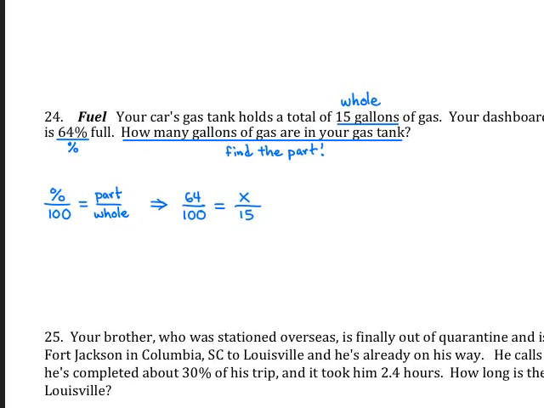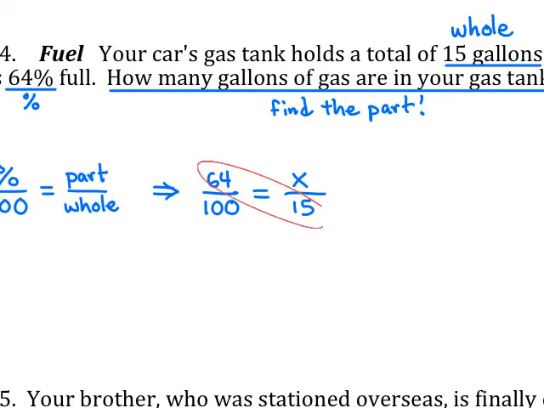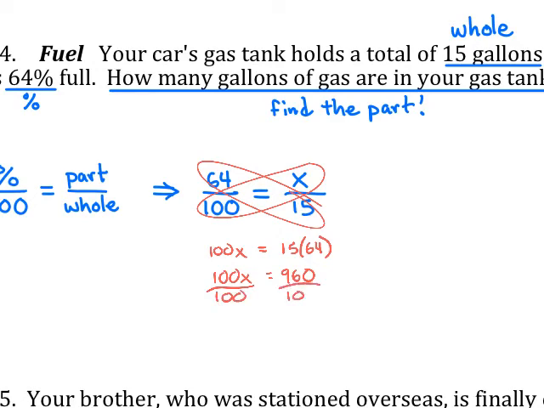All right, so let's go ahead and solve. Cross products. And we have 100x equals 15 times 64. All right, we get 100x. When we punch that in, we get 960. All right, and then dividing by 100 is super easy. You just move the decimal place 2 spots to the left. All right, so we get 9.6.